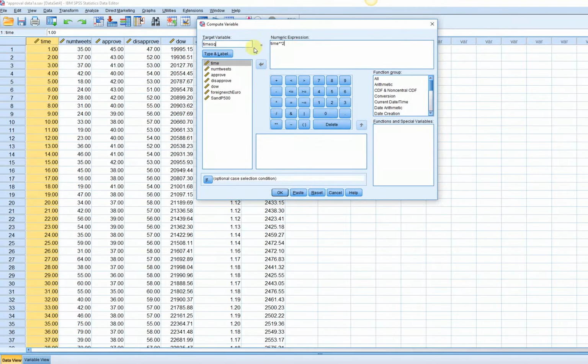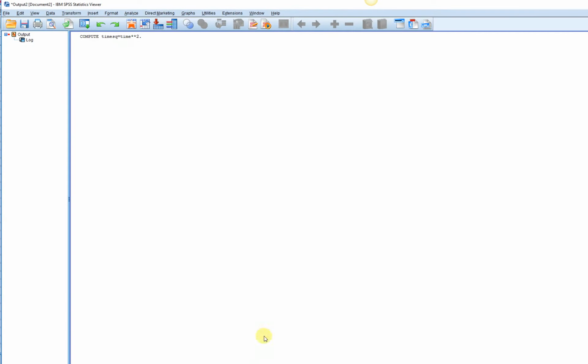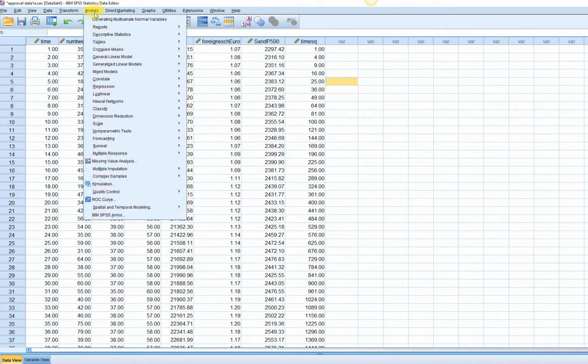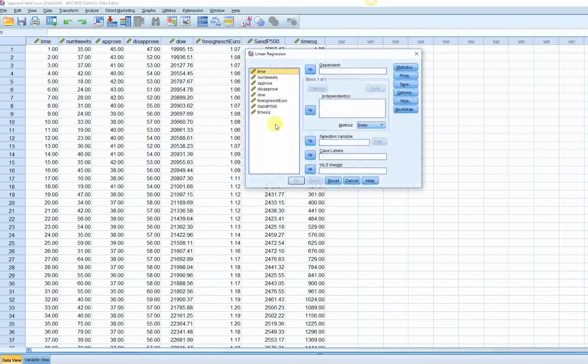So I'm going to click OK, and now when you look at the data set, we have a variable called time squared. Now we're going to run the least squares regression. We'll go to Analyze, Regression, Linear, and I'm going to put approve in the dependent box and time in the independent box. If I want to do this incrementally in steps, I can add time squared, and then include my two main predictors, number of tweets and the Dow.